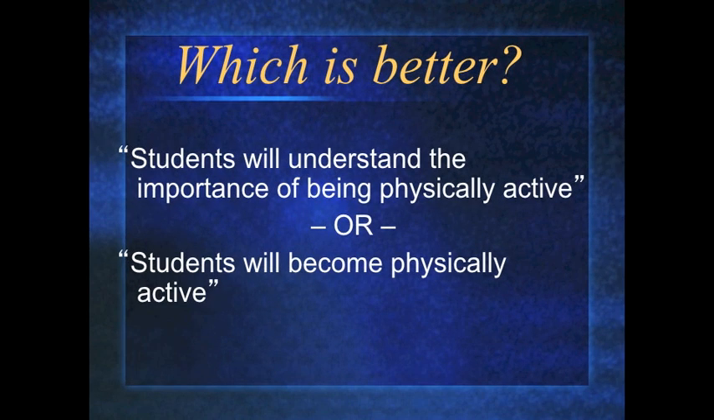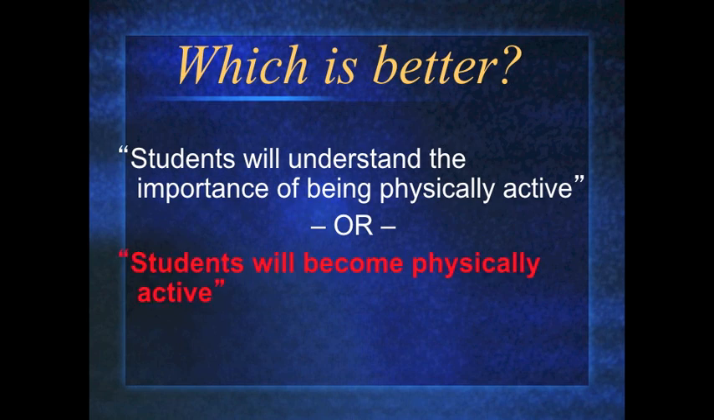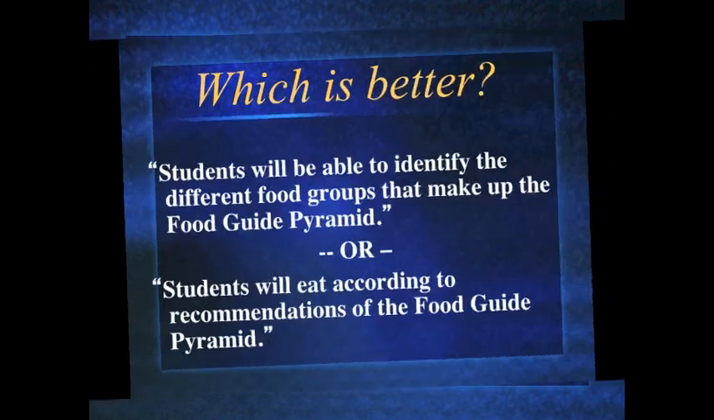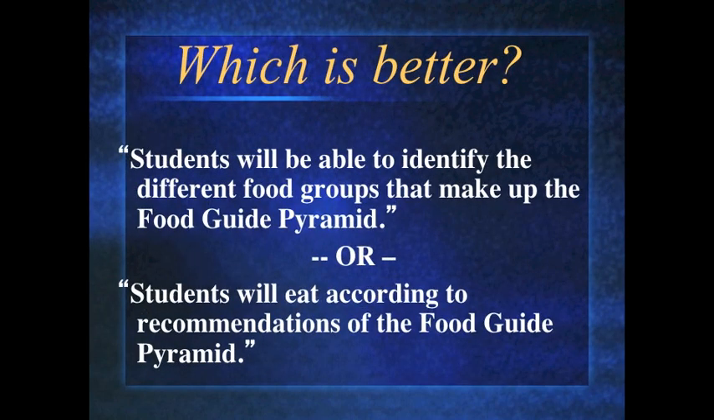Which is the best example of an overall goal? Students will understand the importance of being physically active, or students will become physically active. Students will become physically active is the better overall goal because it's a behaviorally based statement. Sure, you want your students to understand the importance of being physically active, but you ultimately want them to actually become physically active. The overall goal is what you ultimately want them to do. Understanding something doesn't usually improve your health. It's actually doing something.